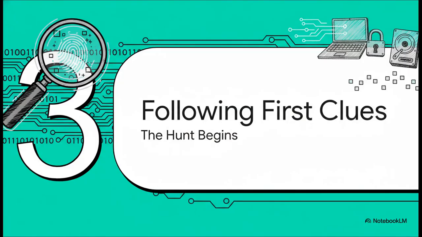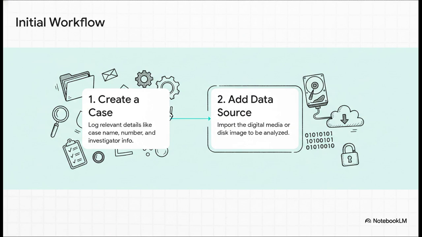Okay, with all that groundwork laid, the hunt can officially begin. The investigator fires up Autopsy and starts the search for those first crucial clues. So, what does that actually look like in practice? The very first steps are pretty straightforward, but they are absolutely vital. The investigator creates a new case file, logging all the important details like the case number and their own info. Then they add the data source, and this is usually a perfect bit-for-bit copy of the original hard drive, what's known as a disk image.